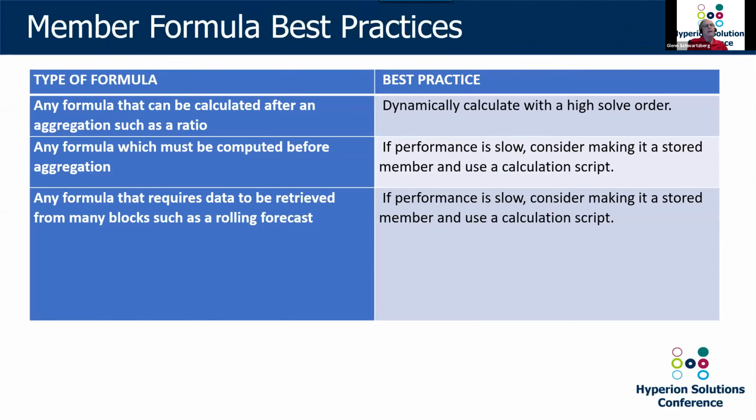So what are some of the best practices when we're creating formulas? Any formula that can be calculated after an aggregation, such as a ratio, should have a higher solve order because you want it to happen later. Obviously, for any formula that's got to be computed before an aggregation, if performance is okay, great. If not, make it stored and put it into a calc script. Running a 15-second calc script is not a big deal.